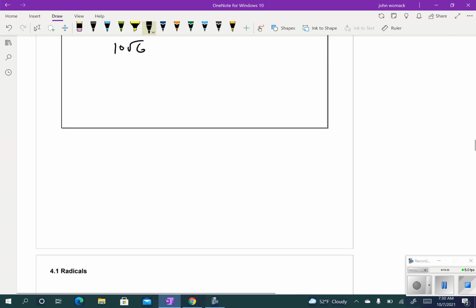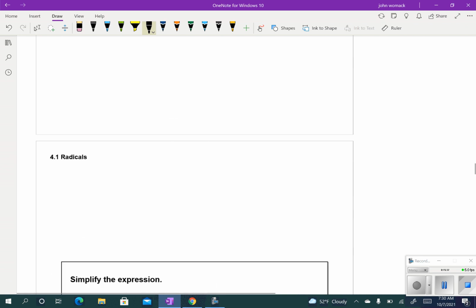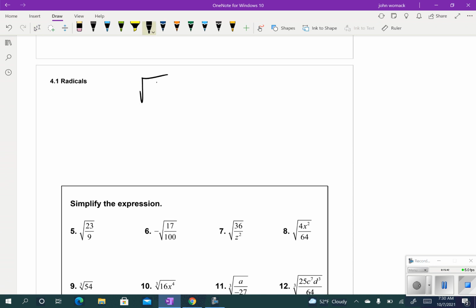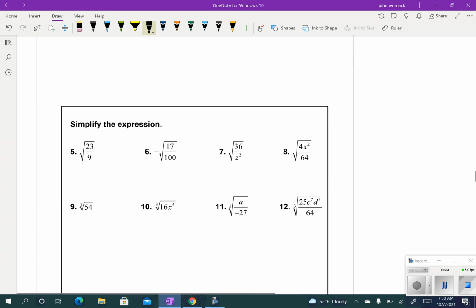Okay, let's do division real fast. So we said earlier that if I have the square root of a over b, just like multiplication, you can do them separately. You can do the square root of a over the square root of b. So down here, if I have the square root of 23 over 9, I can write that as the square root of 23 over the square root of 9. Square root of 9 is 3. So square root of 23 over 3.